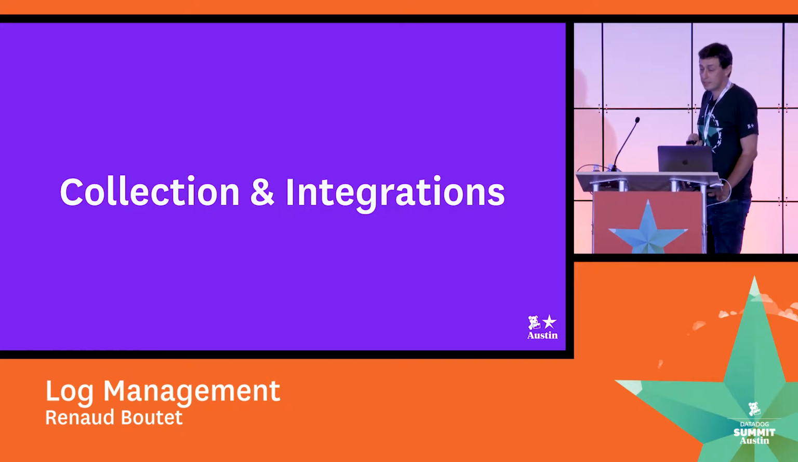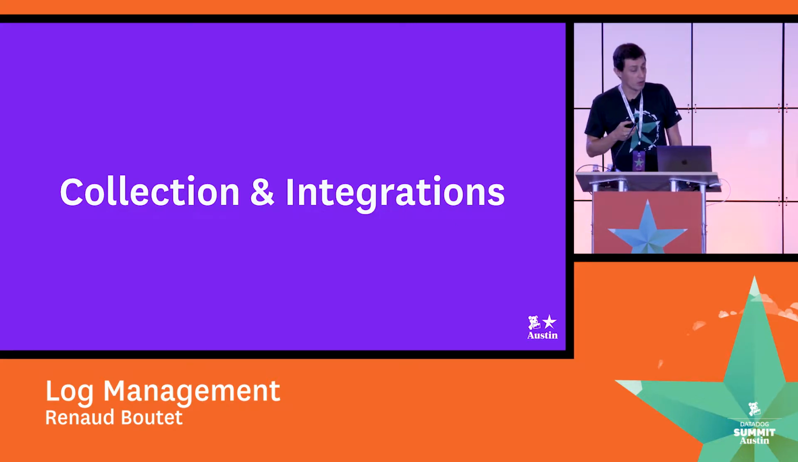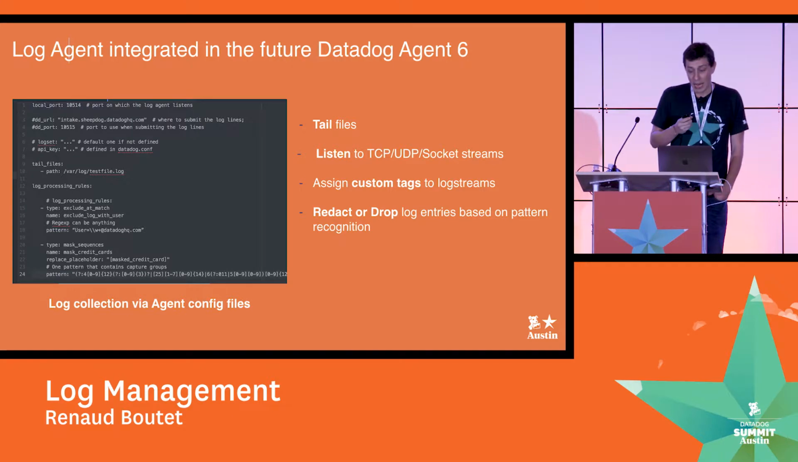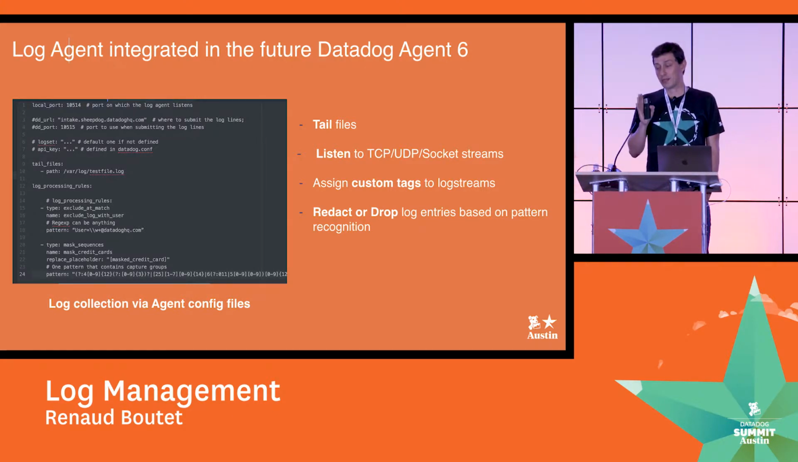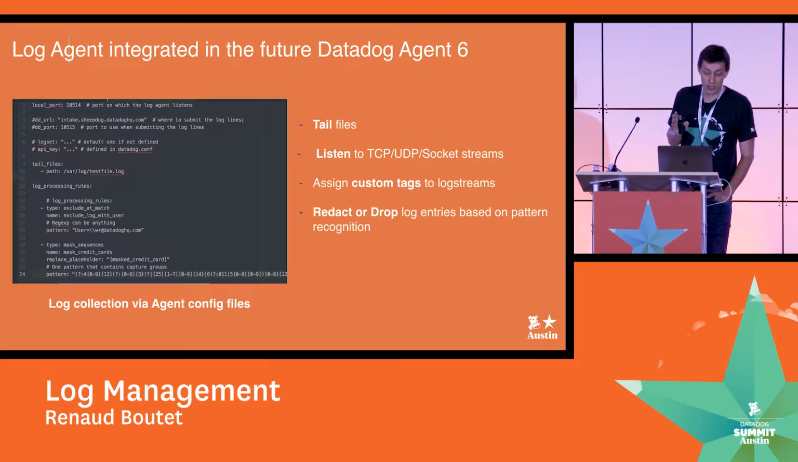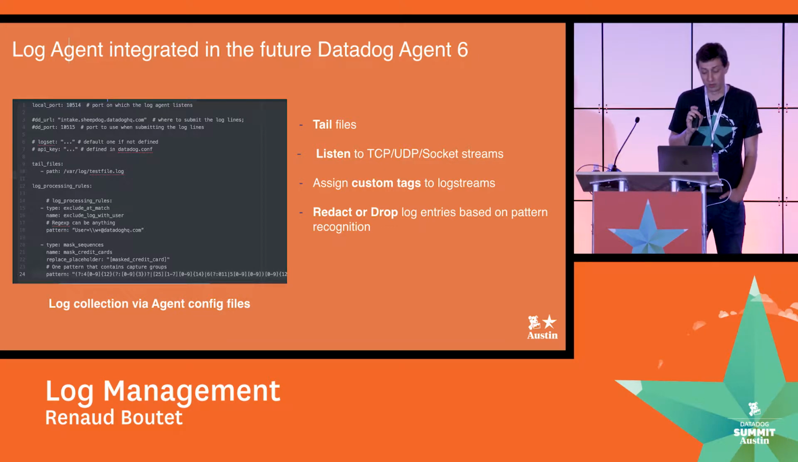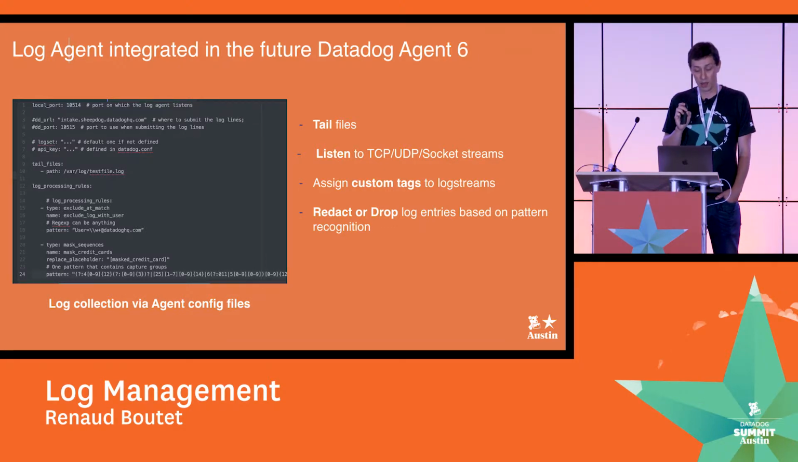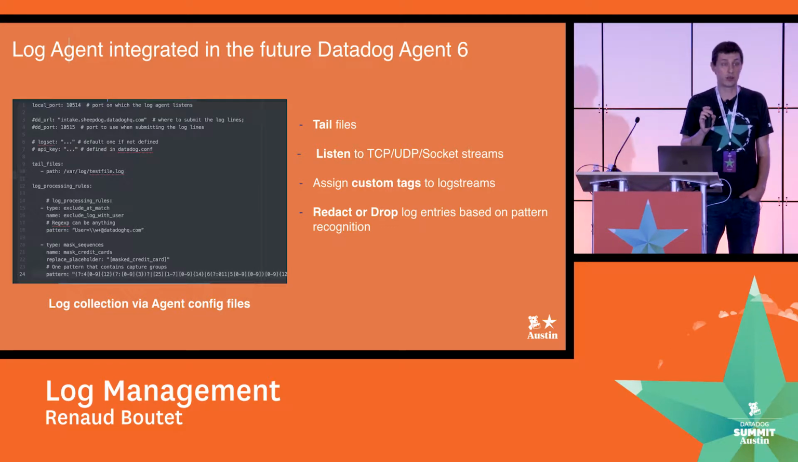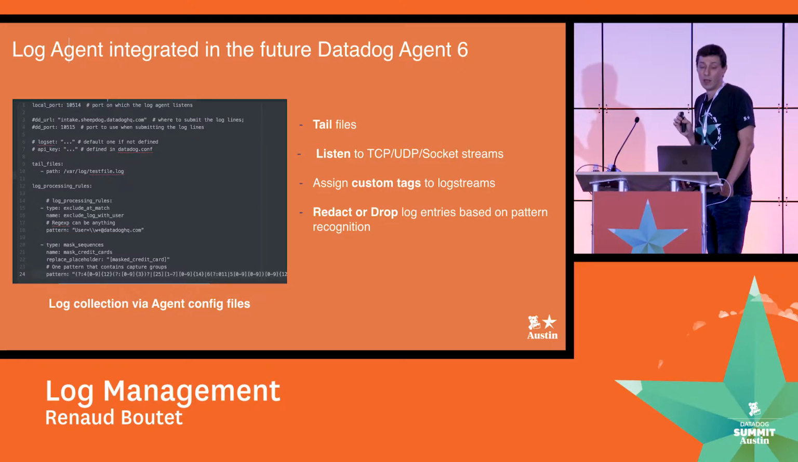Now, let's look at the product itself that we are currently building. So the collection and the integrations first. I have some good news: Datadog Agent 6, which was just announced, is going to, in the near future, embed a log agent. The log agent is going to be able to tail files, listen, assign custom tags, redact and drop sensitive information.